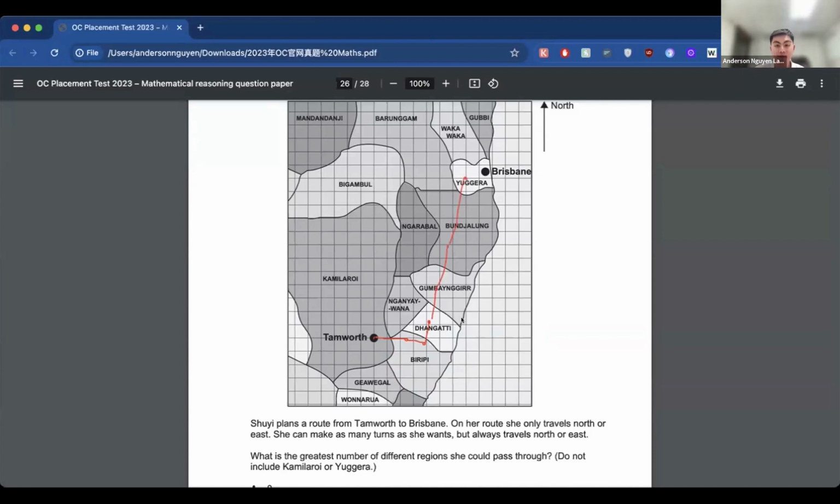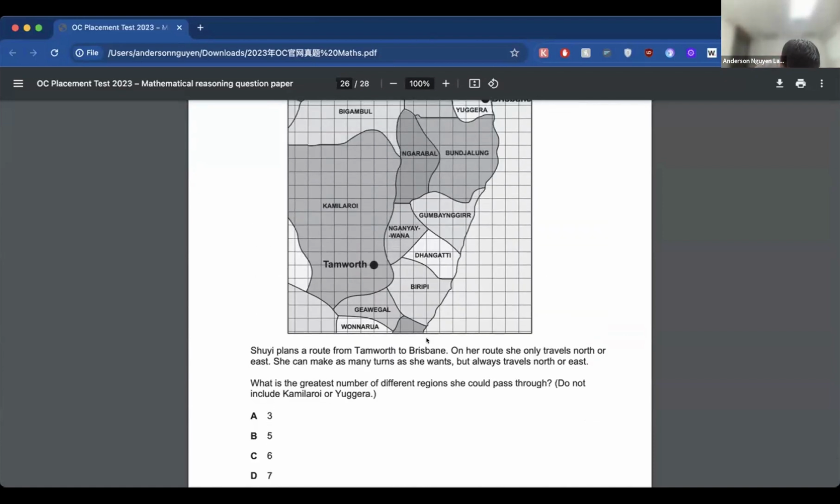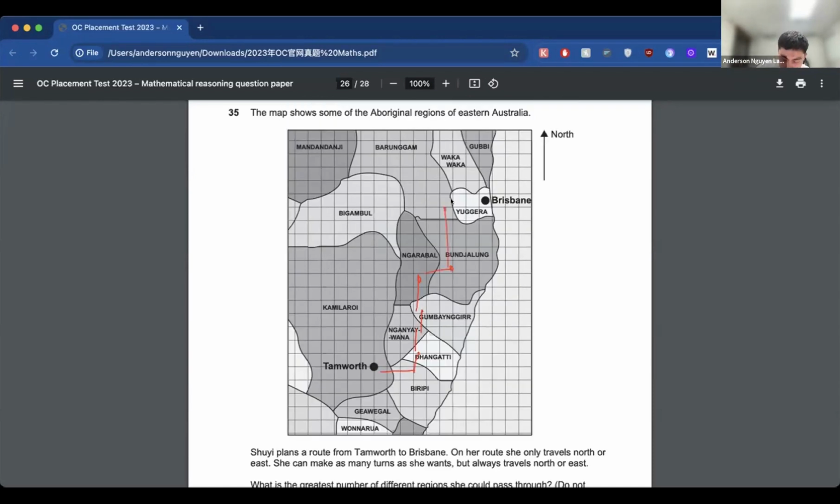But here's my problem. You want the most. So now you look at the options and see, is there a way for me to get 8 or 7? Yes, depending on where you stop as you move east. So if you stop here, you get the opportunity to cross to Dengari, even that tiny little crevice. Then you can cross through Nangaye. Then when you go up, you touch through Gumbai Nagir. Then you go up again and you touch Nagarabao. You go east to reach Bunjalang, and then when you go up Bunjalang, you can go to Bungaram and Yagera.